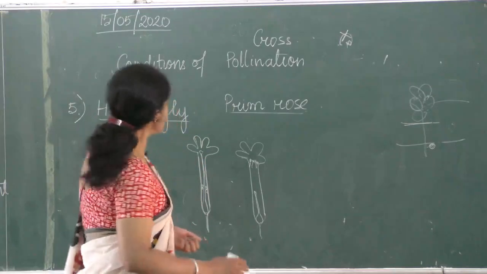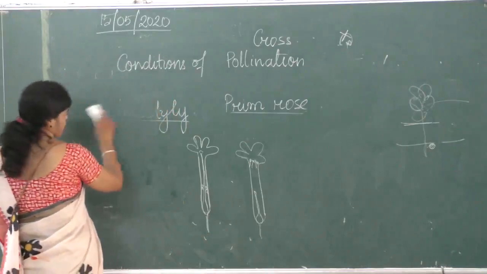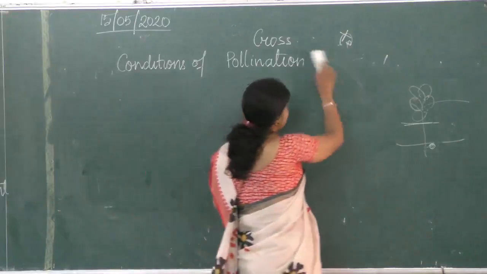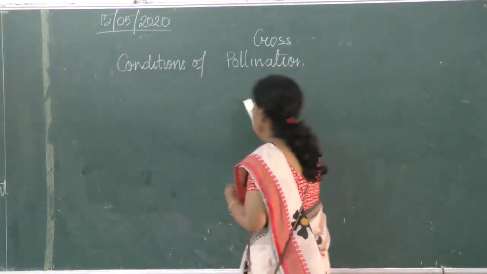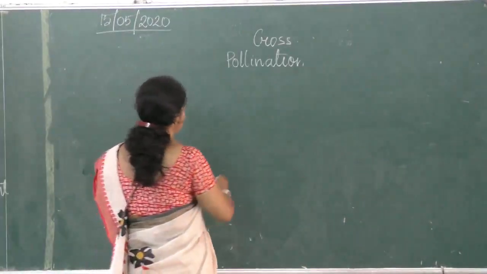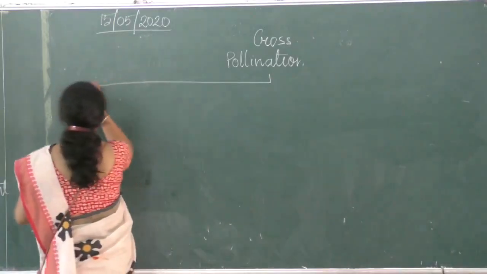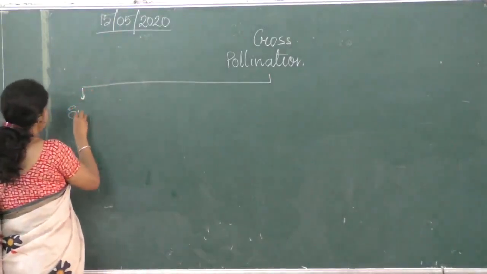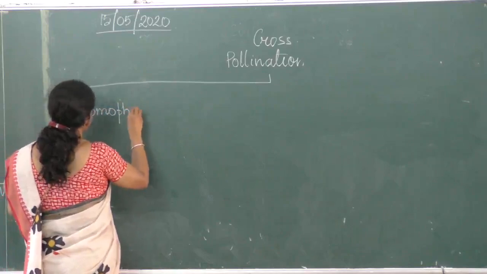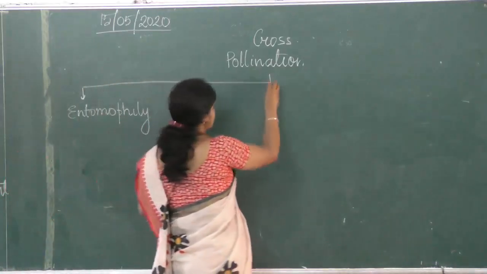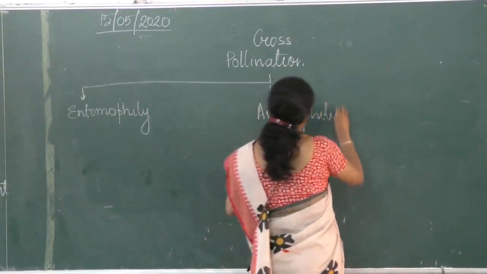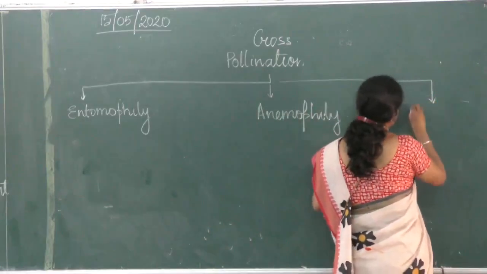Okay. So let us do the types of pollination. We have done the types of self-pollination. Now we will be doing the types of cross pollination. Is it all right? So in cross pollination, we have to do three kinds. But I'll be using a few extra terms for you. That is entomophily, anemophily and hydrophily.